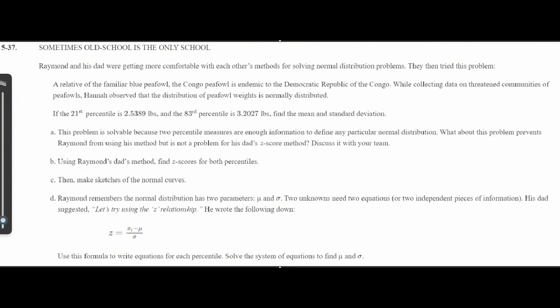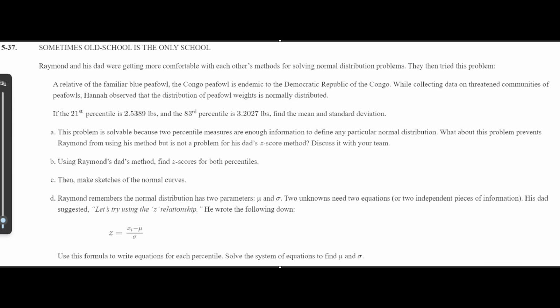All right, so here are some advantages of finding the z-scores instead of just using normal CDF in our calculators. So we have this problem. We have this blue peafowl and Congo peafowl, whatever in the Congo. All right, so we've got normal distribution. It says if the 21st percentile is 2.539 pounds and the 83rd percentile is 3.2027 pounds, find the mean and standard deviation.